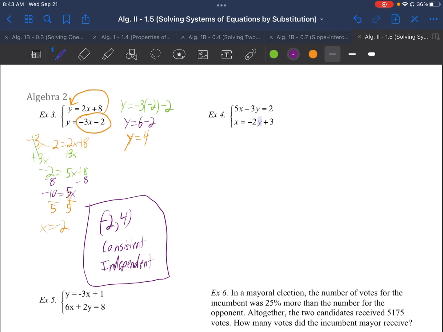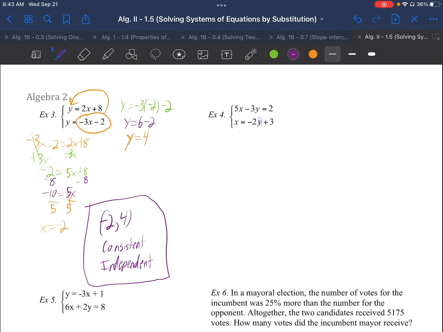Example 4 here. Oopsie, sorry about that noise. 5x minus 3y equals 2, and x equals negative 2y plus 3. Once again, might be a good idea to pause, try this one on your own as far as you can get, and then continue with the video.